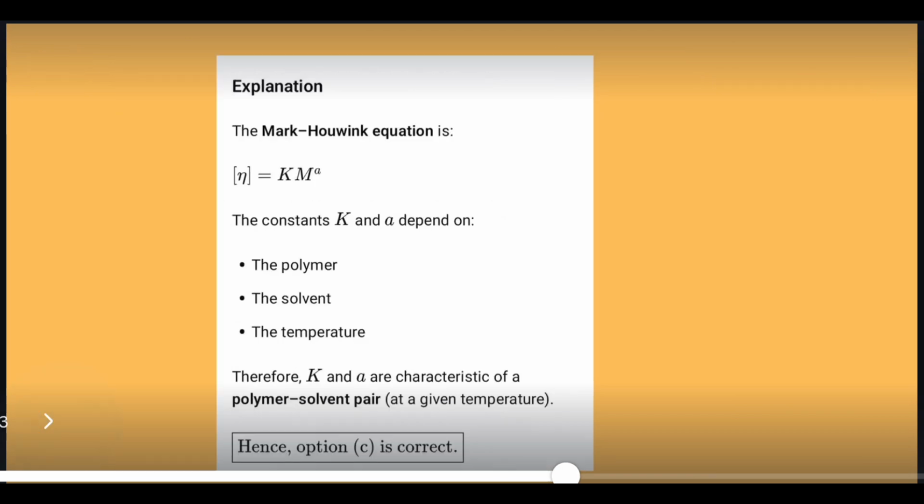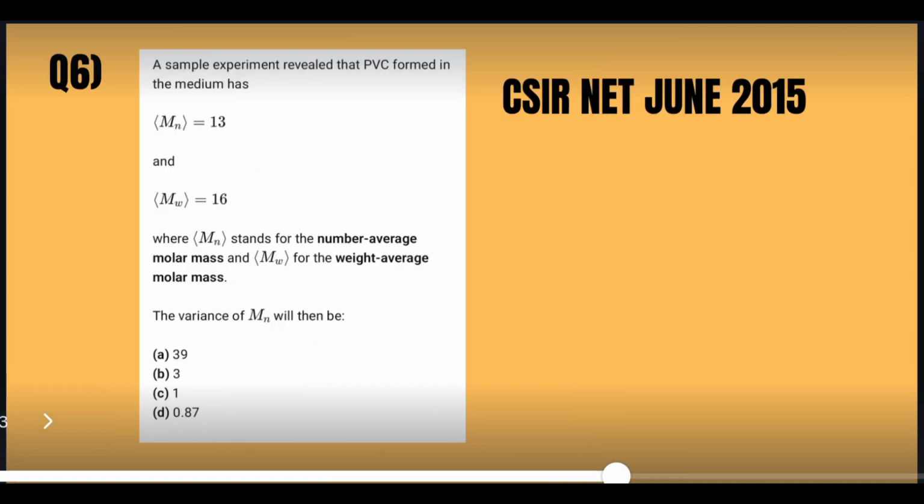Now we'll see the explanation. The Mark-Houwink equation is eta is equal to k into M to the power a. The constants k and a depend on the polymer, the solvent and the temperature. Therefore, k and a are characteristic of a polymer solvent pair at a given temperature. Hence, option C is the correct one. Now, we'll see the sixth question.